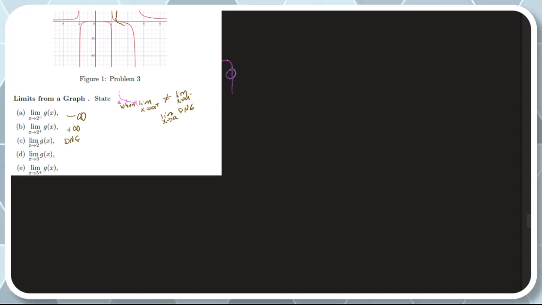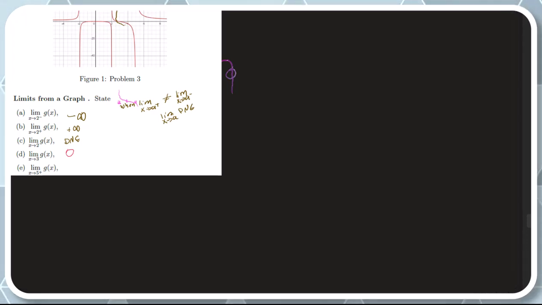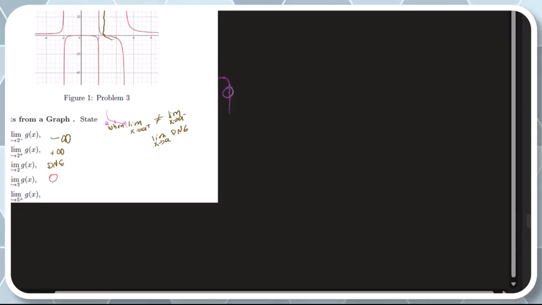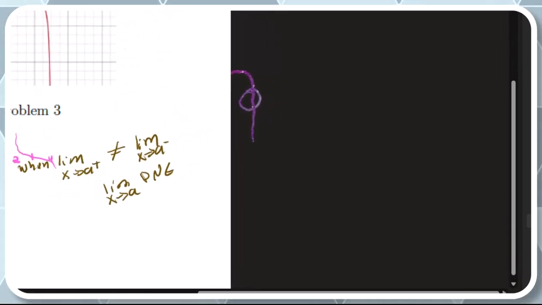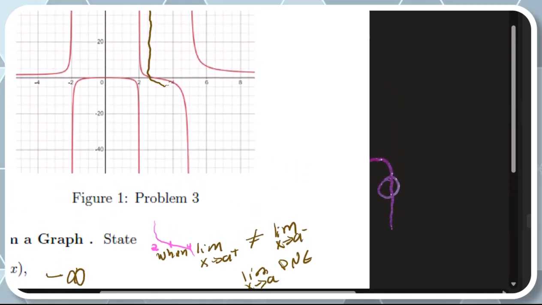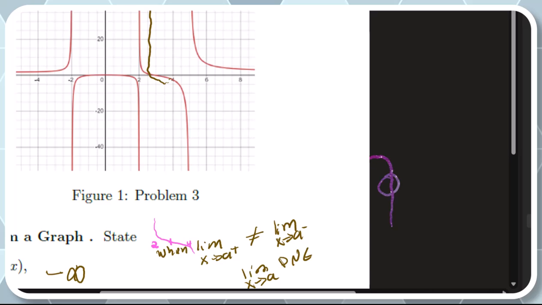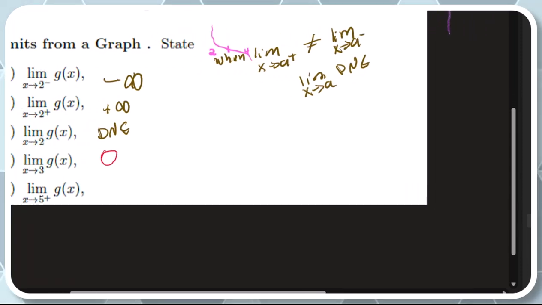So that's 0. And the last one says the limit as x approaches 5 from the right. So as x approaches 5 from the right. So where is 5? And why did I ask that? Is that what I asked? As x approaches 5 from the right.